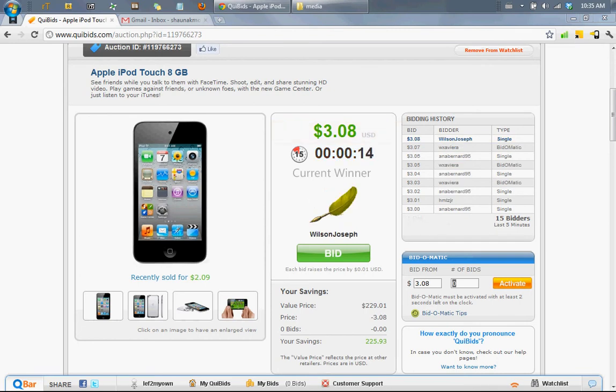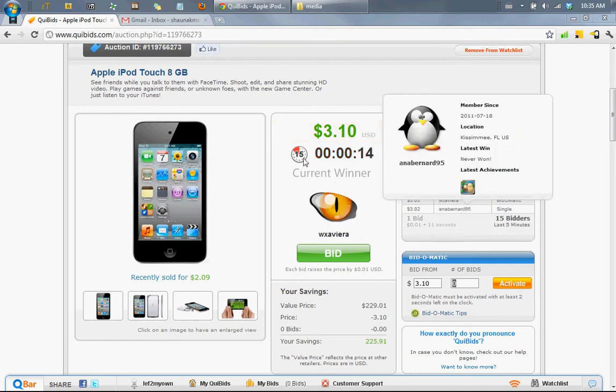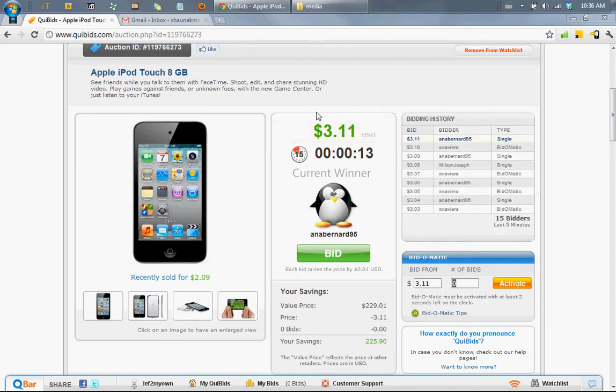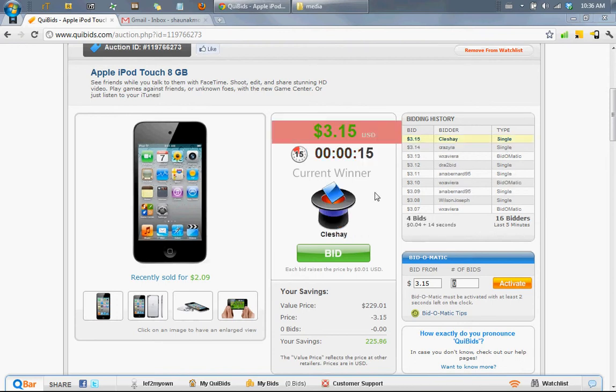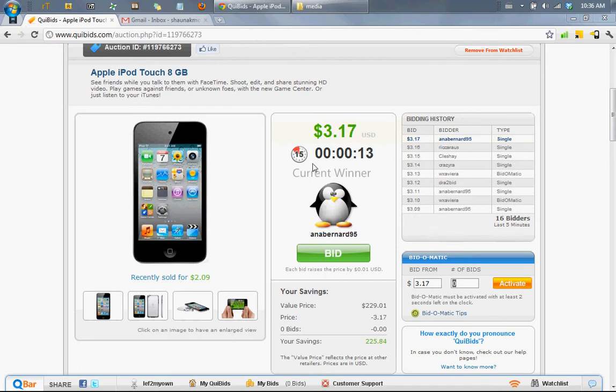Right now we're looking at an auction for the Apple iPod Touch 8 GB version, and we're already in the bidding stage of the auction. It's at $3.10 now. If you hover over the clock, it states that the clock will reset to 10 seconds at $7.03. What that means is that the clock will reset to 10 seconds every time someone places a bid. You want to pay attention to that.